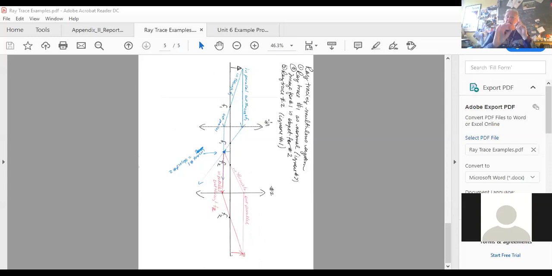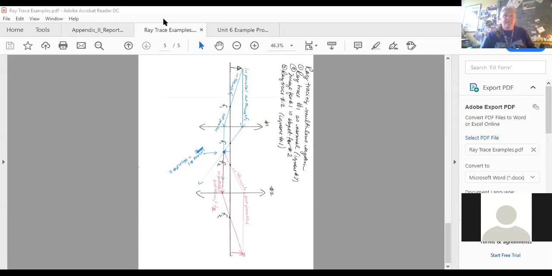What it'll usually ask you is, what is the final image compared to the original object? In this case, it's a real image, but it's upright because it's the same as my object. Now, for the magnification, I have to multiply the magnification I got from lens one by the magnification I got for lens two. So I would find the magnification using the equation for lens number one, find the magnification using the equation for lens number two, and multiply them together.